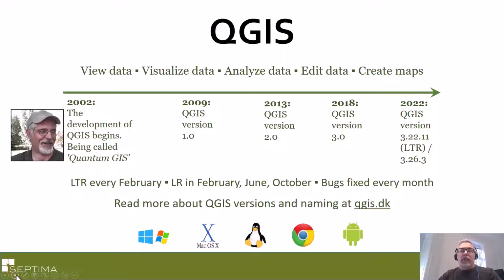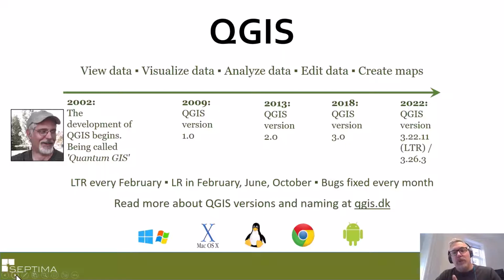So QGIS, as a desktop GIS software, allows you to view data, visualize data, analyze and edit data, and create maps. And it was all started in 2002 by this gentleman, Gary Sherman, who needed a PostGIS data viewer and decided to write his own software. Now in 2022, we're at version 3.2.2 or version 3.2.6.